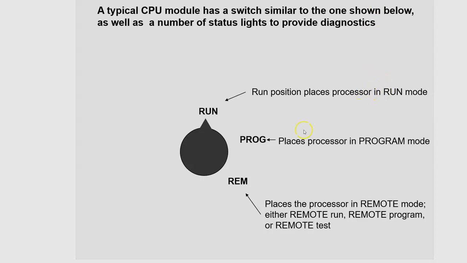So when you program, if this were the button that you use, you would have this button or this switch in the program mode. It will allow you to enter your ladder logic, enter your program, and then you would move the program from the programming device to the actual CPU, and then you would switch this to the run mode, and then you can run.